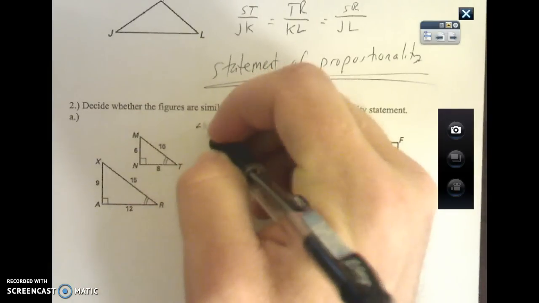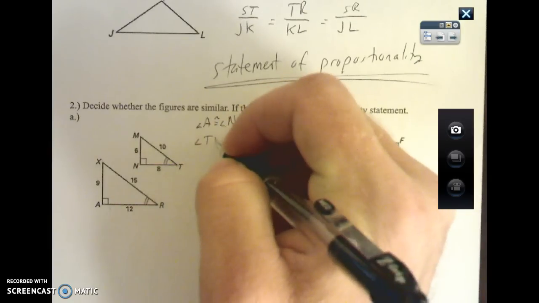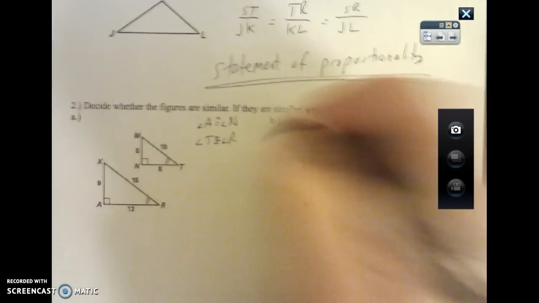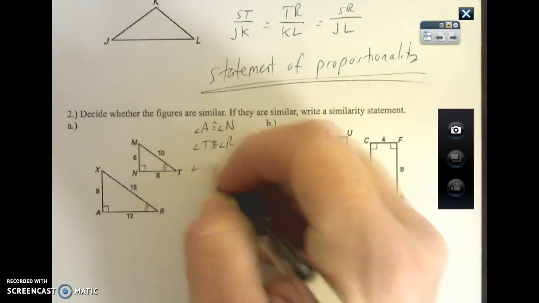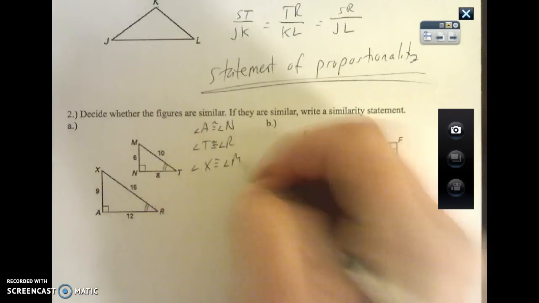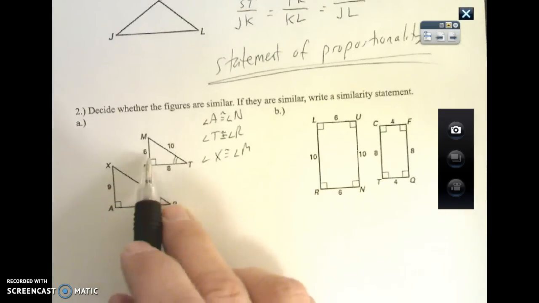So just to write this down real quick. Angle A is congruent to angle N. Angle T is congruent to angle R. And we've learned this before, but if I have two angles congruent in a triangle, the third must be as well. So I have all angles congruent. Woohoo, alright, good deal.